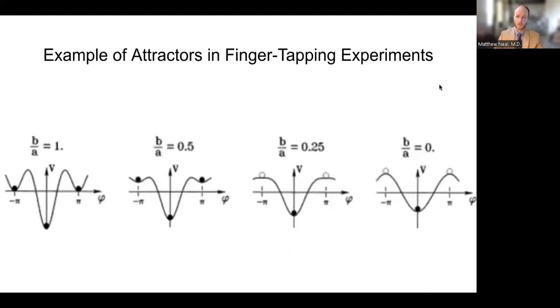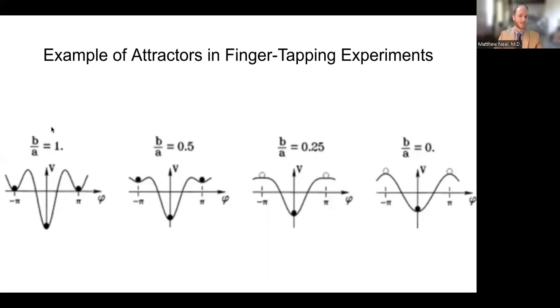So back to the finger tapping experiments, you can see here we've got representations, these hills on the graph and the balls that roll down into the basin. In the middle, you can see that's 0 phase difference between the two fingers tapping. That's if they're in sync. And then on either side, they're out of phase 180 degrees. So this B over A term, that's the control parameter. It's essentially, in this example, a coupling. How well are the two fingers coupled?